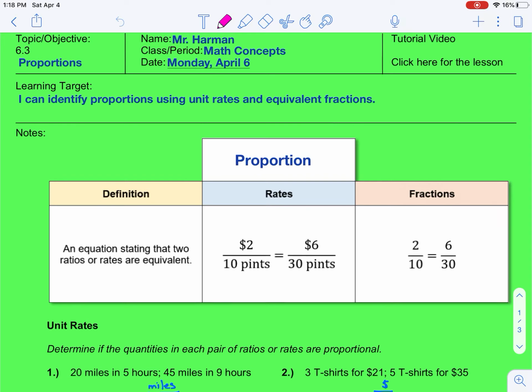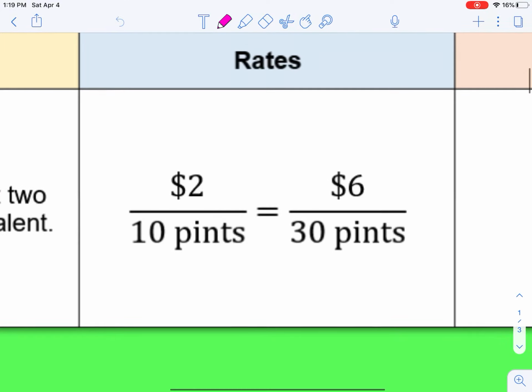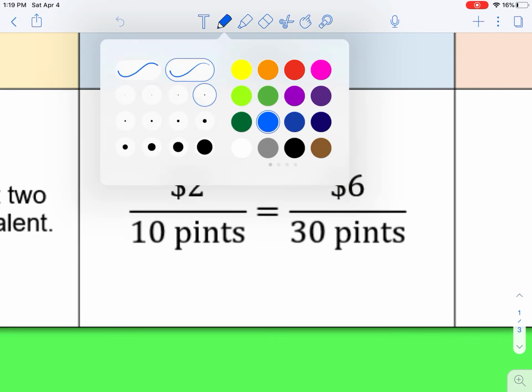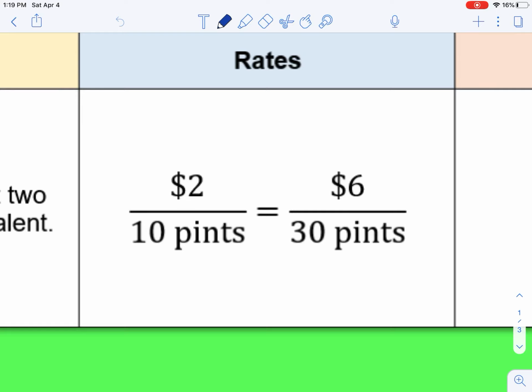You'll notice that both of those proportions are using the same numbers. So one way that we can check them is using rates. So let's take a look at the rates. So I'm stating that $2 for 10 pints and $6 for 30 pints is the same, and that is a typo. It's supposed to say pints. So if I was to use the denominator of 1, I would do 2 divided by 10, and I would end up getting 20 cents per pint.